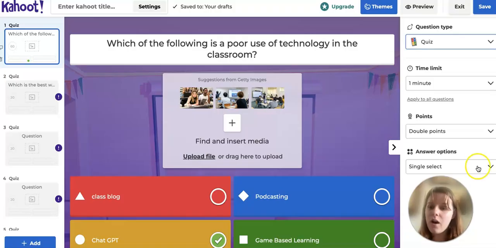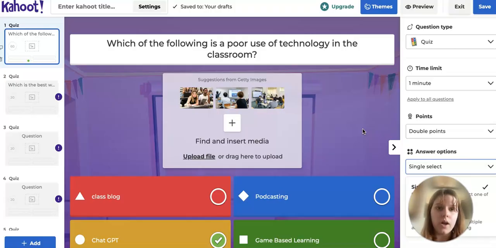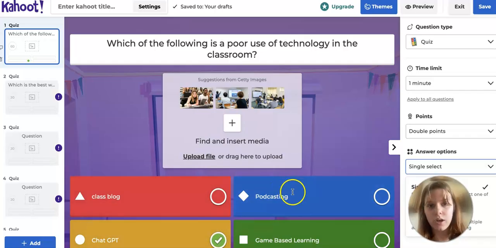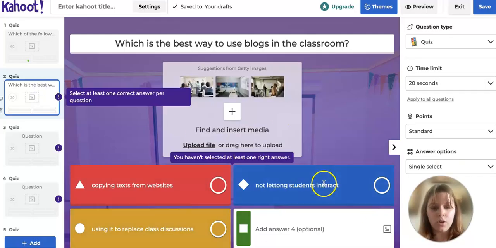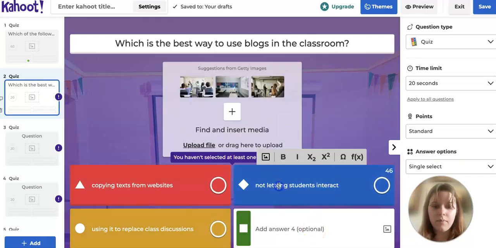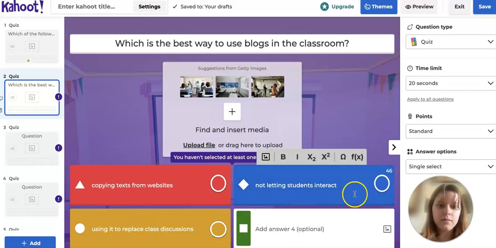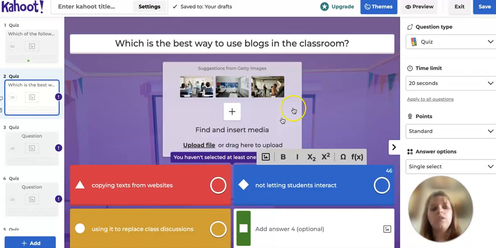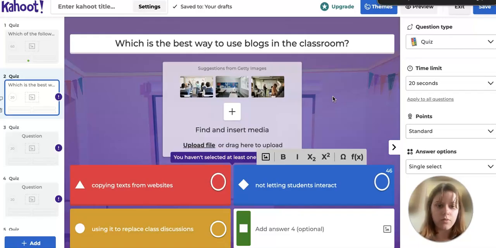And then answer options. So, for this question, it's going to be one that's picked. However, I could put 2 or 3 poor uses of technology on here and have you choose as many as there are that aren't good uses of technology. So I was in the middle of this question, and yeah, so you can pick images. There are so many things you can do with Kahoot, honestly. It is one of the greatest tools that you can use.